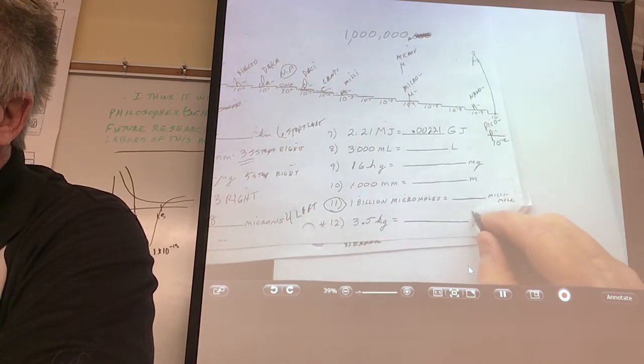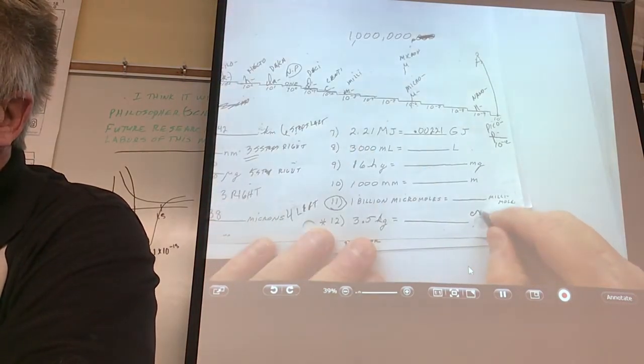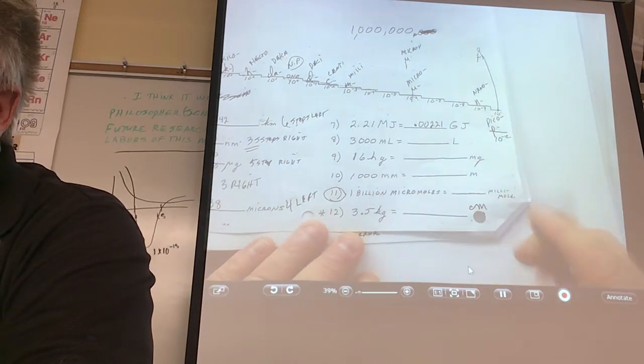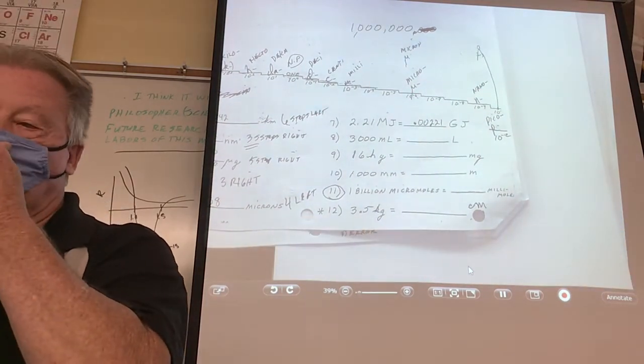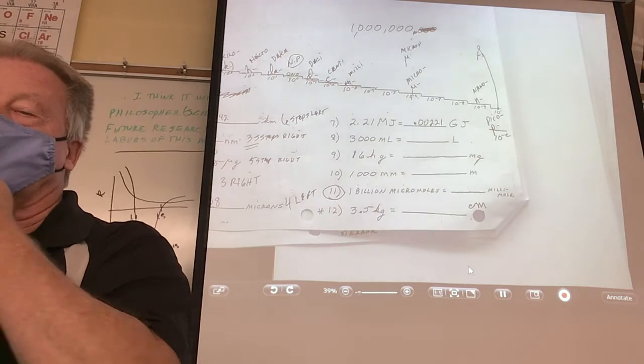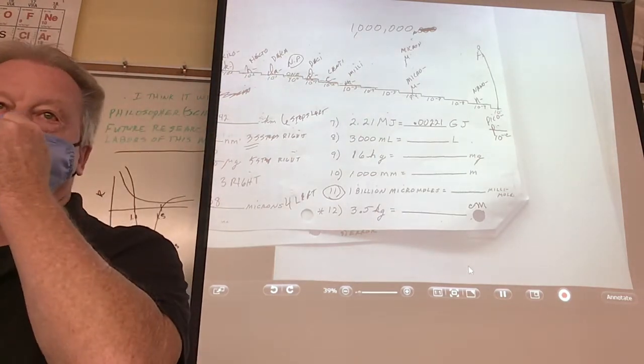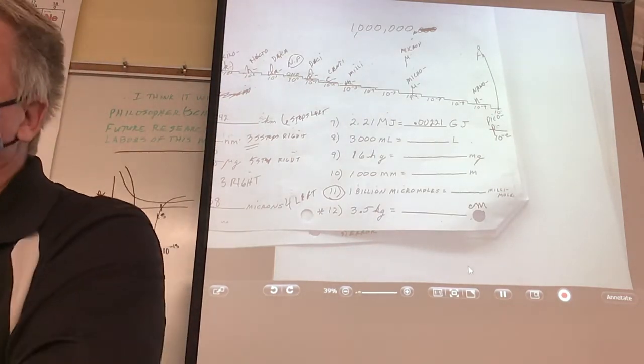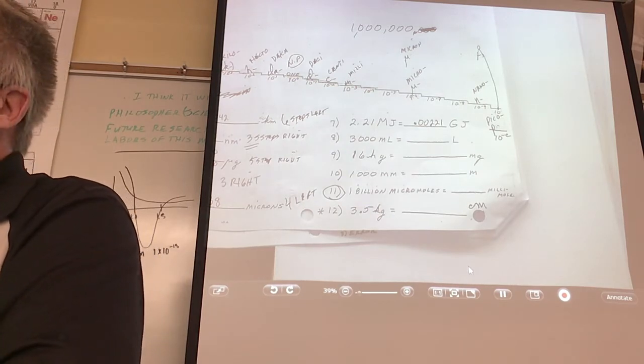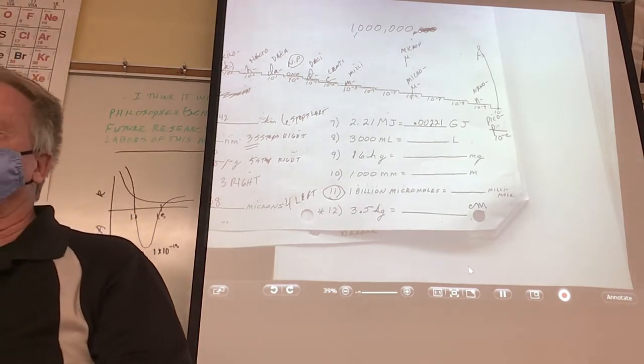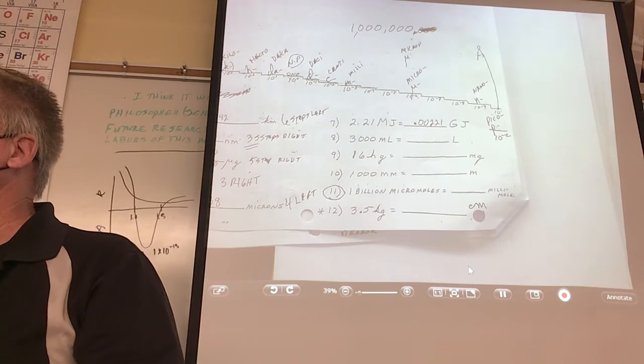So let's do this one. Okay, let's do this one. 3.5 kilograms equals how many centimeters? Okay, if you can get this right, you know what you're talking about. So everybody try it. Try to do it within 30 seconds. See if you can get it right in 30 seconds. 3.5 kilograms equals how many centimeters?